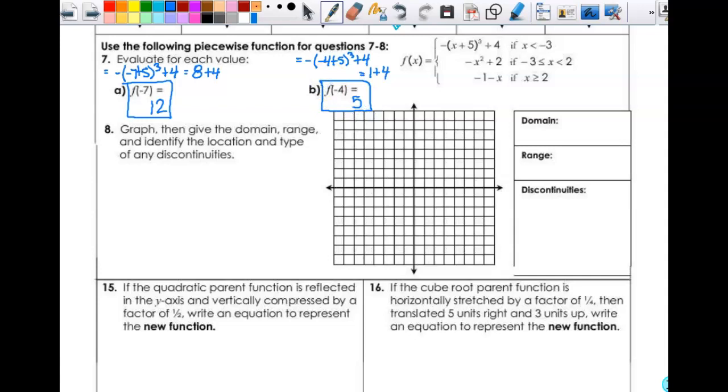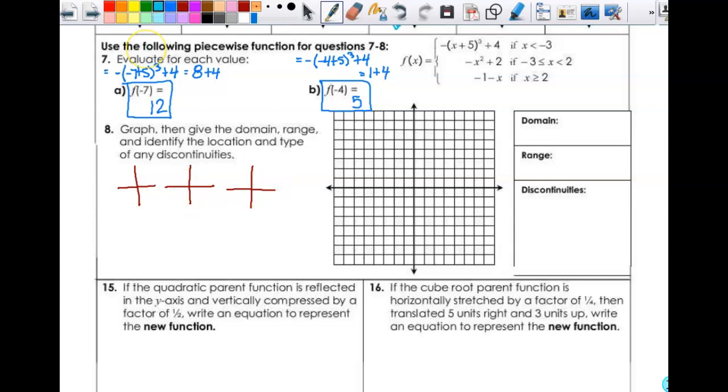All right, so then I'm supposed to graph this function and give the domain, range, and discontinuities. So I have 3 parts I'm going to graph. Okay, 3 parts, which means I sketch 3 little parent functions.